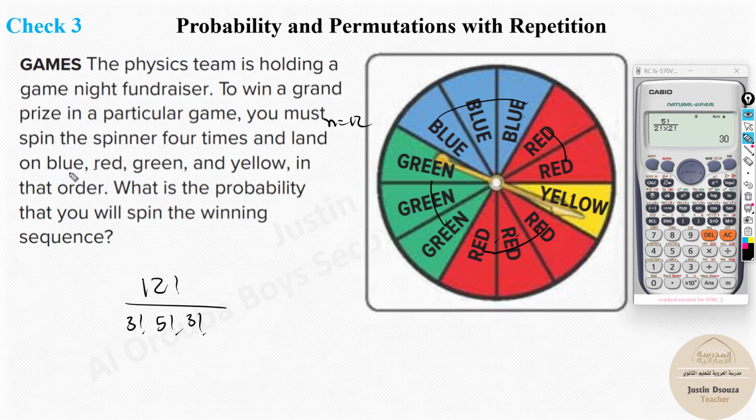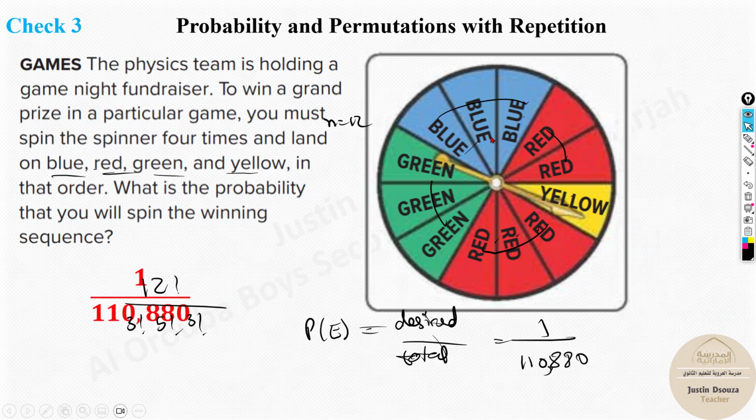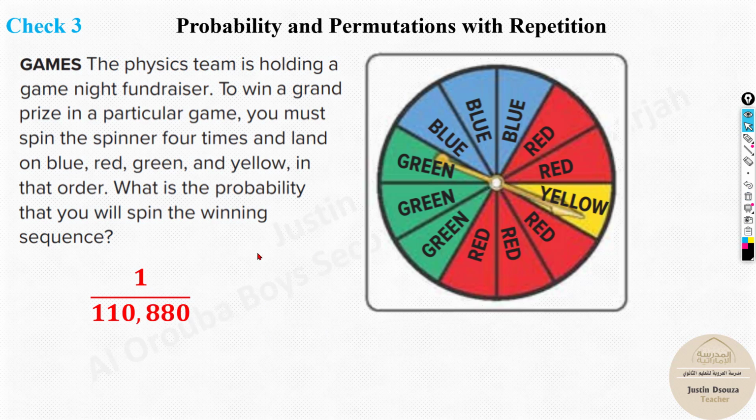And now if you want the winning sequence, it should be blue, red, green, yellow. It's only one possibility, isn't it? Probability of an event is desired over total. So the desired is only 1, divided by whatever answer you get. Here it is 12 factorial divided by 3 factorial times 5 factorial times 3 factorial. So it's 1 by 110,880. This is the answer. So it's a very, very rare scenario. That's how we solve this particular problem.